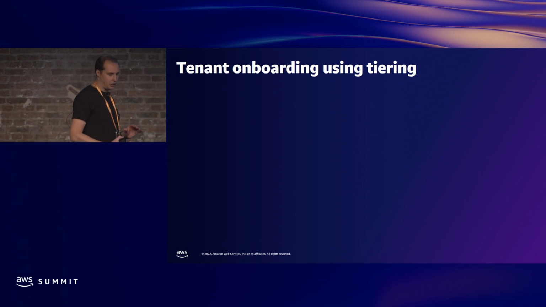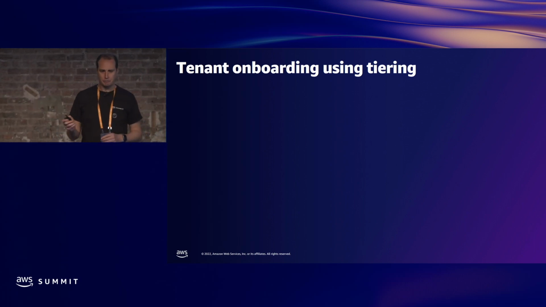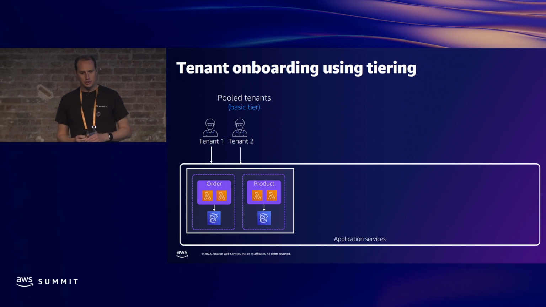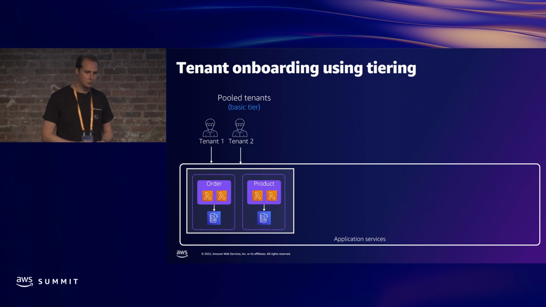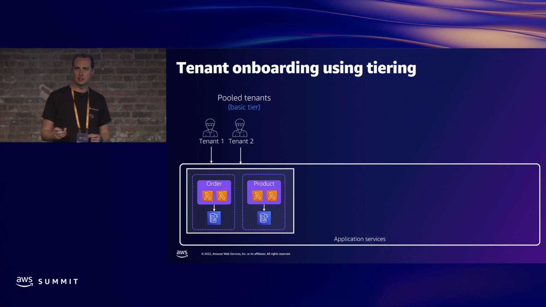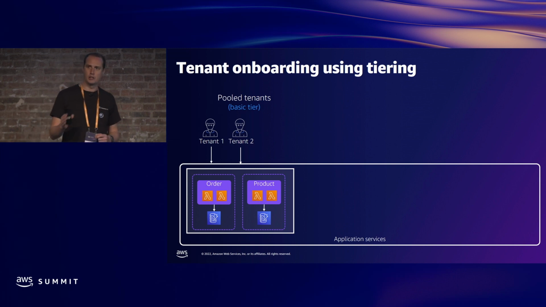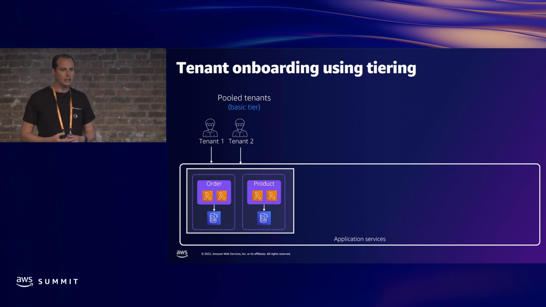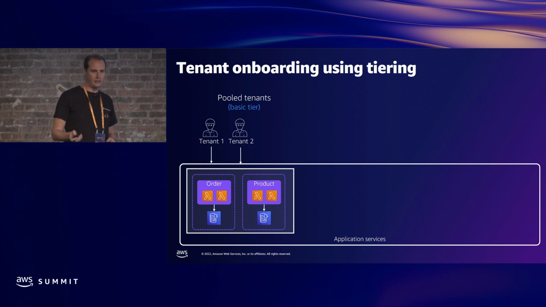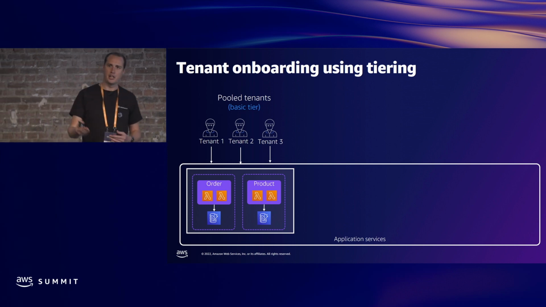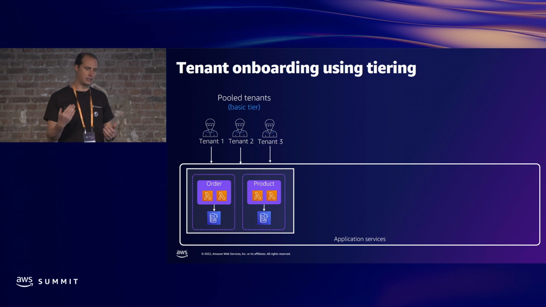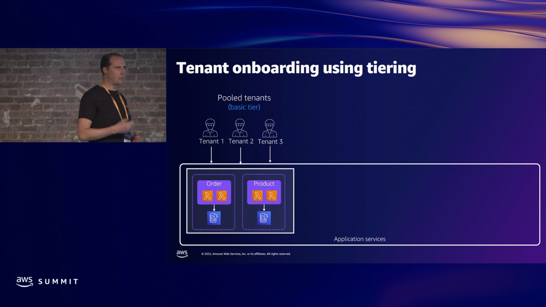So let's see how we can use this in a tiering situation. In this example, we have tenant 1 and 2, and they go to your SaaS solution and subscribe on the basic tier. The basic tier is a pool deployment, meaning that tenant 1 and 2 are sharing the same infrastructure and are in the same deployment. Tenant 3 goes to the subscription page and also selects the basic tier, and the provisioning engine makes sure that that tenant is also part of that pool which has already been deployed.